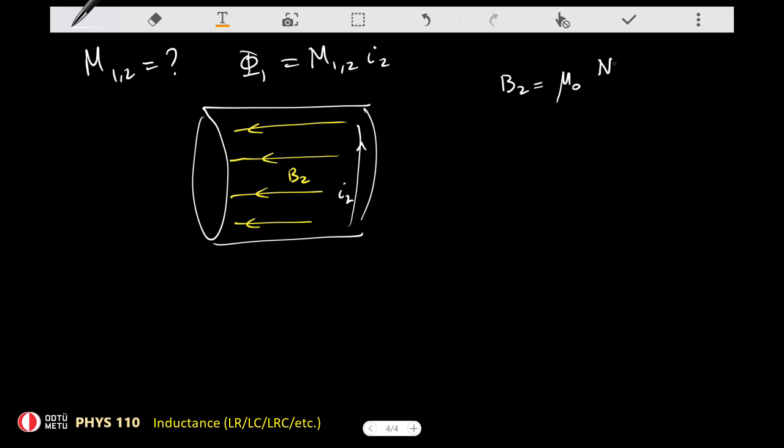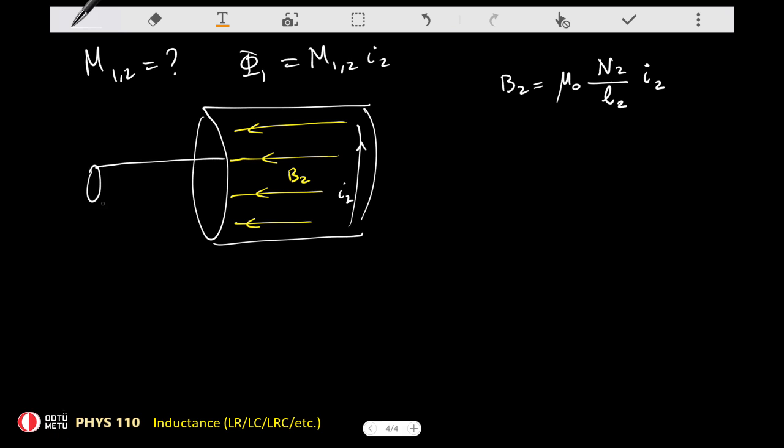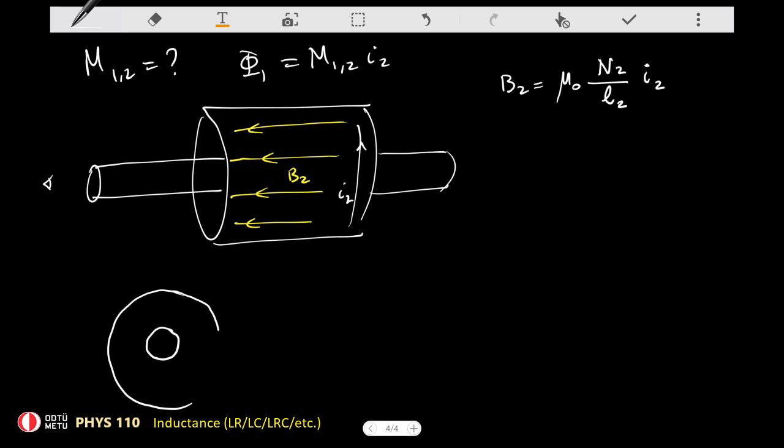mu0 times the number of turns divided by length multiplied with the current. So it is nice that now I have the length of the second solenoid entering into the equation. So of course it should physically appear in there. In any case, then we place the first solenoid. So the first solenoid is there. I'm going to look at it from this point of view. In that case, when I look at it, I'm going to see this picture. So the first solenoid is going to look like a circle. The second solenoid is going to look like a circle, a bigger circle.